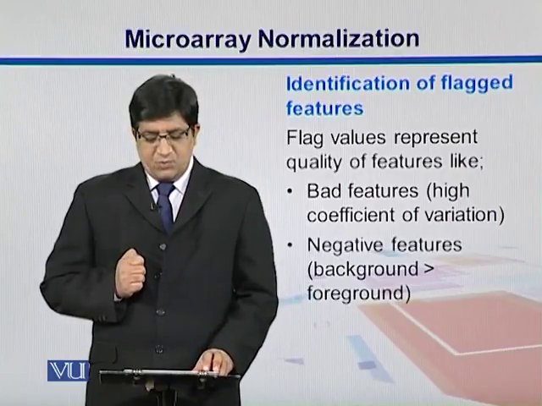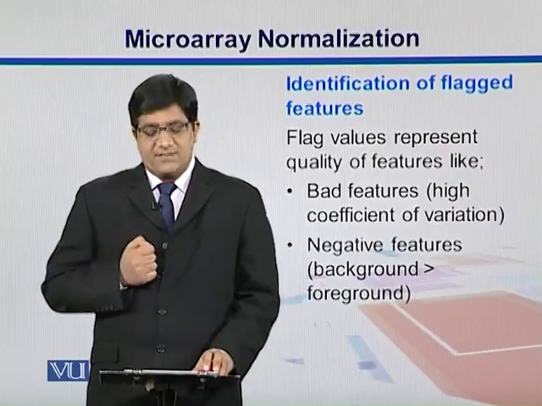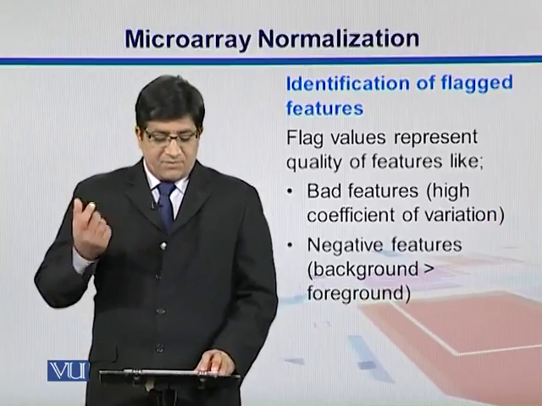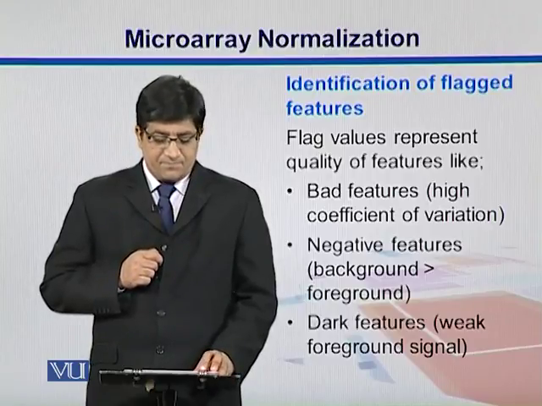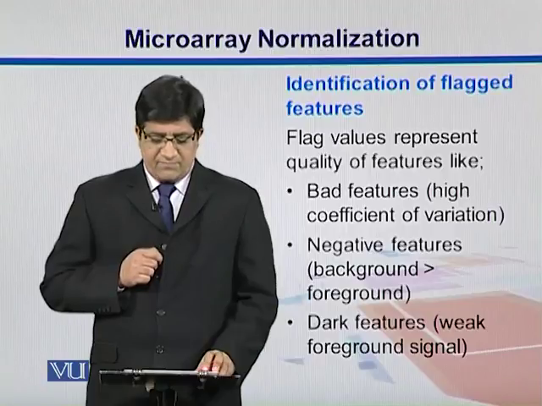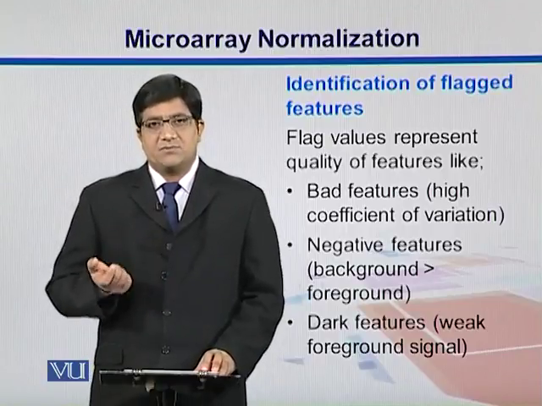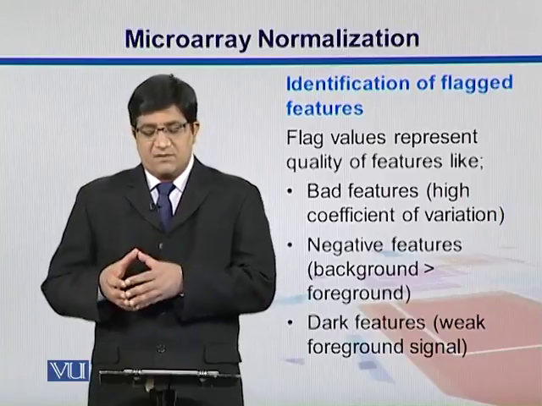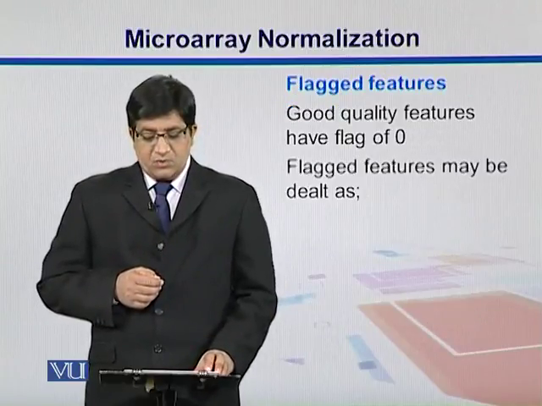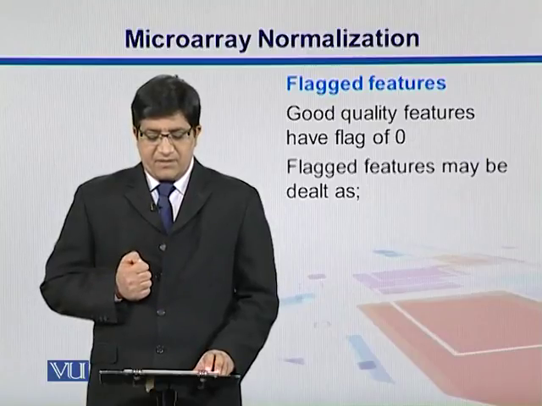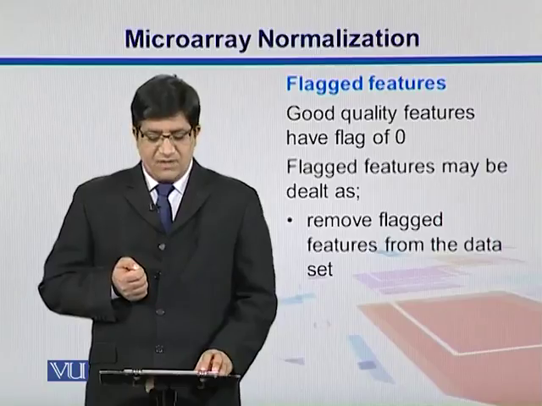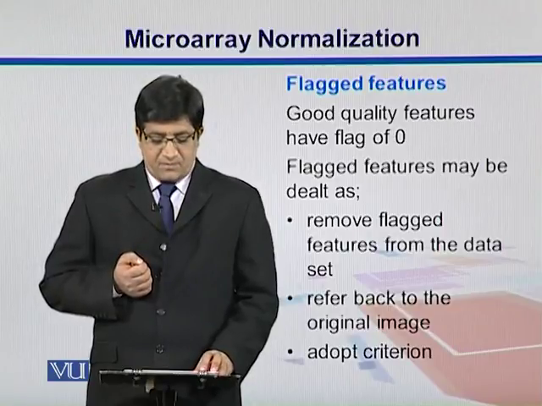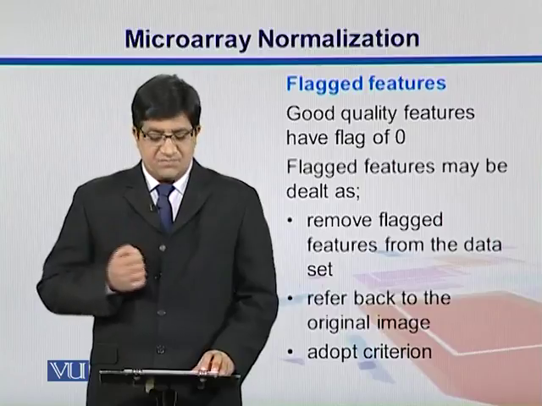For negative features, sometimes we have more background signal as compared to foreground. In that case, we can call these features negative features. There can be a flag representing that some feature is negative. Dark features are those that have weak foreground signal as compared to the background. So those different flag values can represent bad features, negative features, or dark features. Good quality features have a flag value of 0, and flagged features may be removed if we can afford, or maybe we can refer back to the original image and correct it, or maybe we can develop some criteria for how to deal with those flagged features.